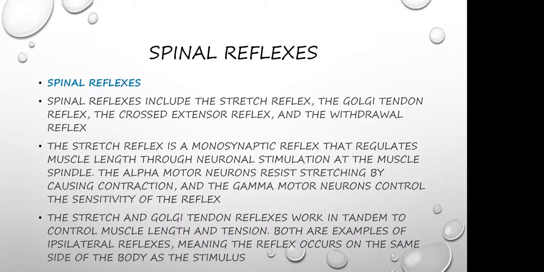Spinal reflexes include the stretch reflex, the Golgi tendon reflex, the crossed extensor reflex, and the withdrawal reflex. The stretch reflex is a monosynaptic reflex that regulates the muscle length through neuronal stimulation at the muscle spindle. The alpha motor neurons resist stretching by causing contraction, and the gamma motor neurons control the sensitivity of the reflex.